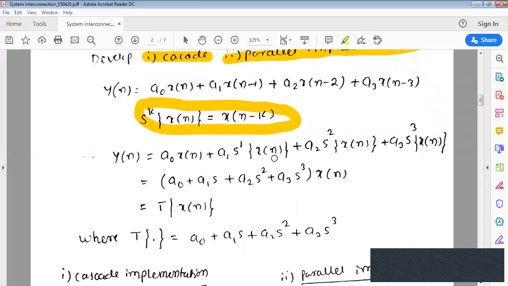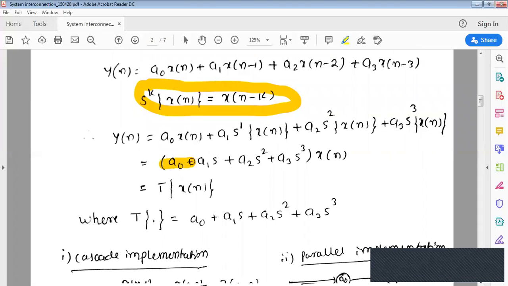Once I do this, I'll take x of n common throughout. So I got A naught plus A1s plus A2s square plus A3s cube, and this entire thing I am going to call as T. This is a system. If given x of n, it will produce the output y of n. What is your T? T is nothing but A naught plus A1s plus A2s square plus A3s cube. Are you able to follow? Any doubt? Yes, sir. No, sir.